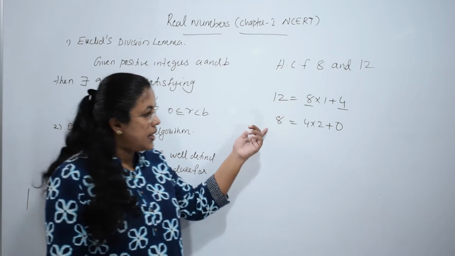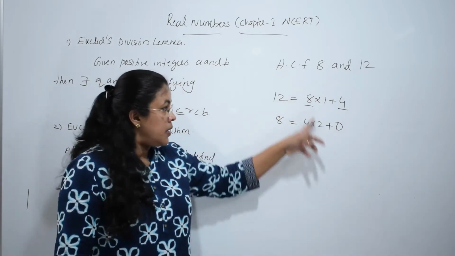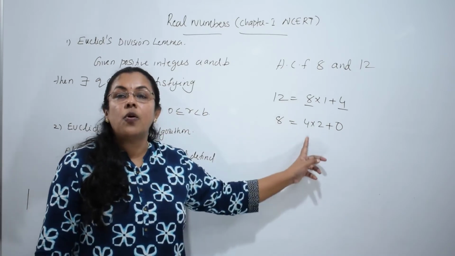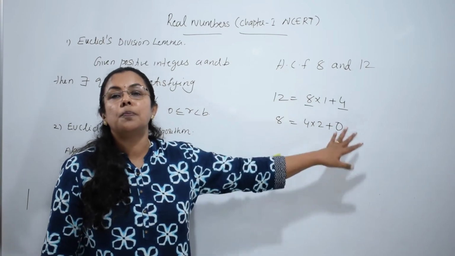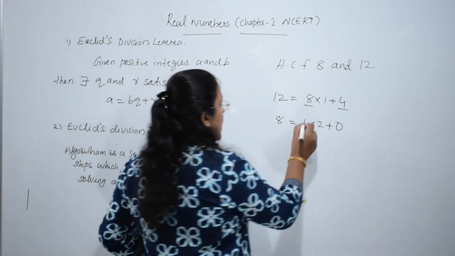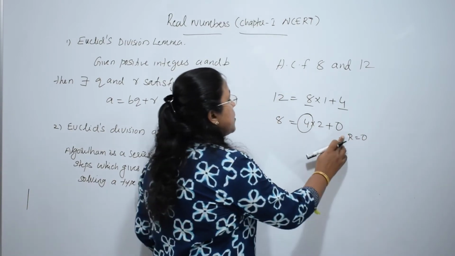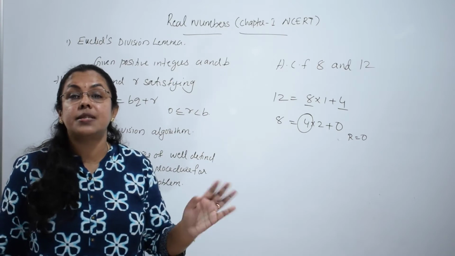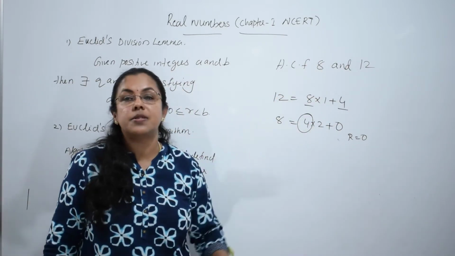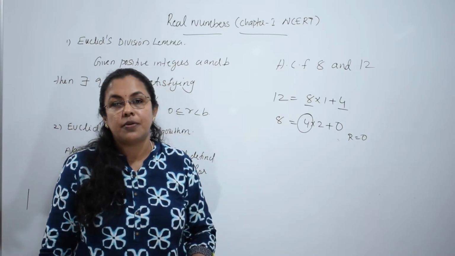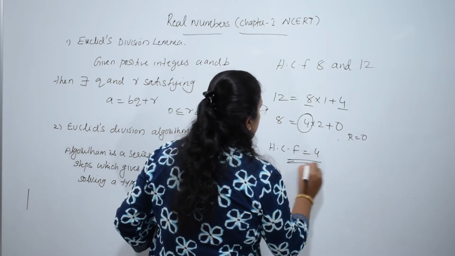We can write 8 as 4 into 2, 4 2s are 8, remainder is 0. So 8 = 4 × 2 + 0. Then when the remainder is 0, the last divisor gives the HCF of 8 and 12. So here the HCF is equal to 4.